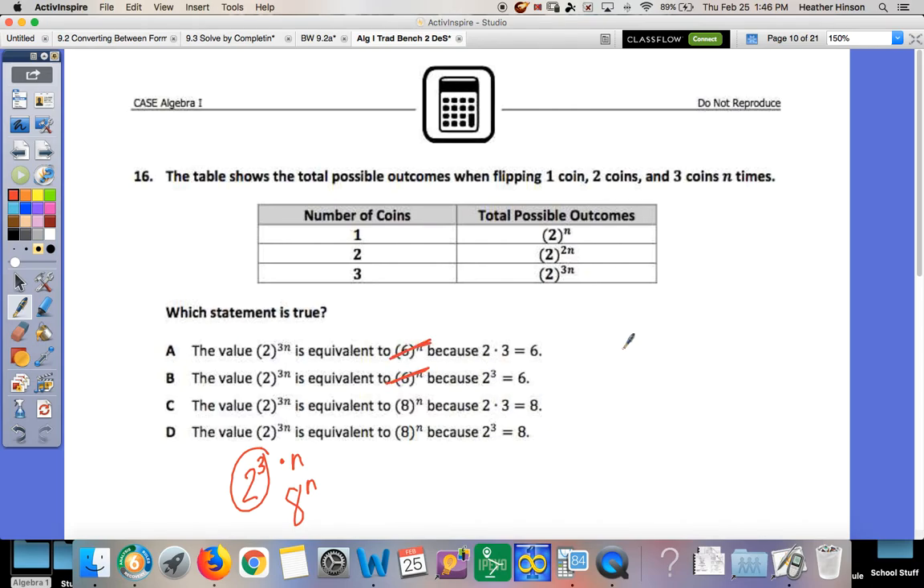But why is it 8 to the n? Is it because 2 times 3 is 8 or 2 to the 3rd is 8? Well, 2 times 3 is 6, so that's wrong. 2 to the 3rd power, because this was an exponent, that's going to give you 8. So it's going to be D.